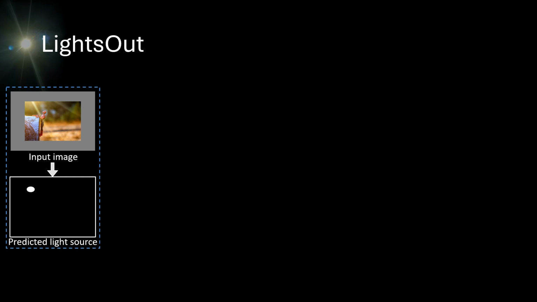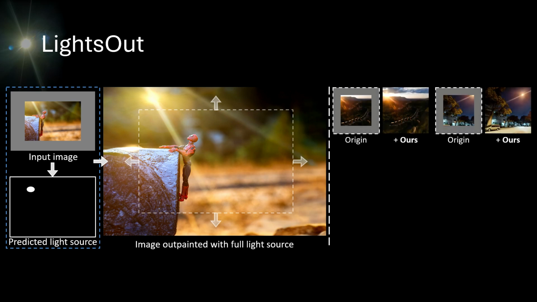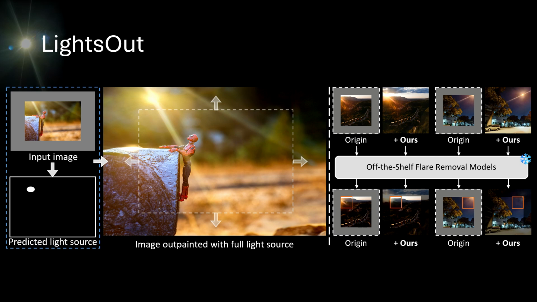This is a brief overview of our method, LightsOut. Given an input image with incomplete or missing light sources, our model first predicts the most probable position of the light source as the condition signal. Next, we outpaint the off-frame light sources to reconstruct the complete image. Subsequently, single-image flare removal models are applied. As demonstrated, integrating our outpainting strategy as a pre-processing step enhances both flare removal quality and the overall visual realism.